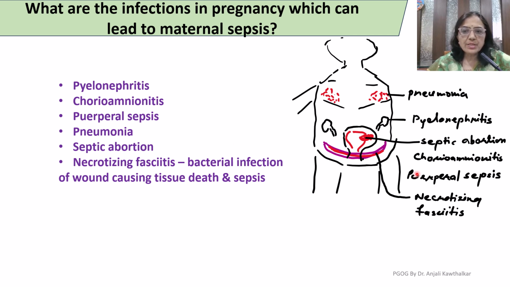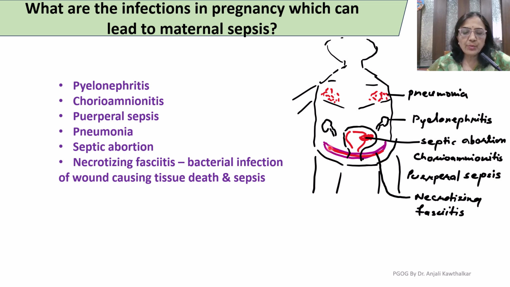Chorioamnionitis, puerperal sepsis, pneumonia, septic abortion, and necrotizing fasciitis. Necrotizing fasciitis is a bacterial infection of the wound causing tissue death and sepsis. I have seen only one case of this necrotizing fasciitis in my career, but it was very difficult to control. She needed repeated debridement, but fortunately, we could save the patient by giving broad spectrum antibiotics and aggressively going for the debridement. But really, it leads to tissue death in the surrounding tissue.